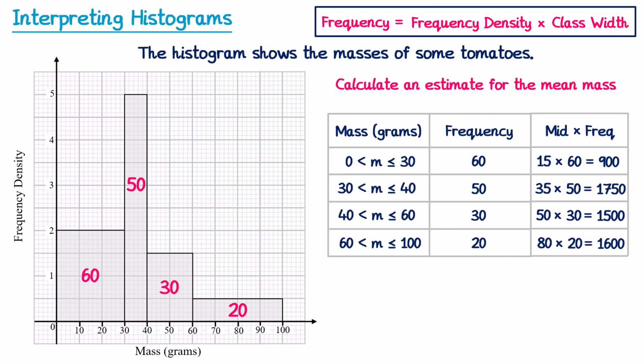Once you've worked out this column, you can add all of those together to get the total mass for all of the tomatoes, which is 5750. You then want to divide this by the total frequency, which is this column here. If you add up this column, you end up with 160. Then to find the mean mass of the tomatoes, you do 5750, divide by 160, and I've rounded this one off at 1 decimal place to 35.9 grams.